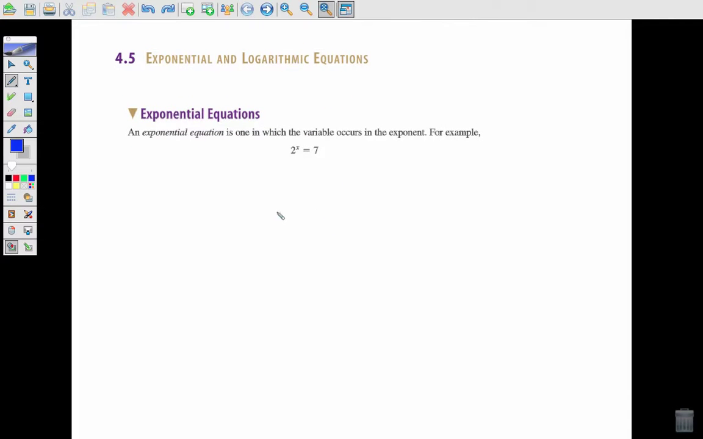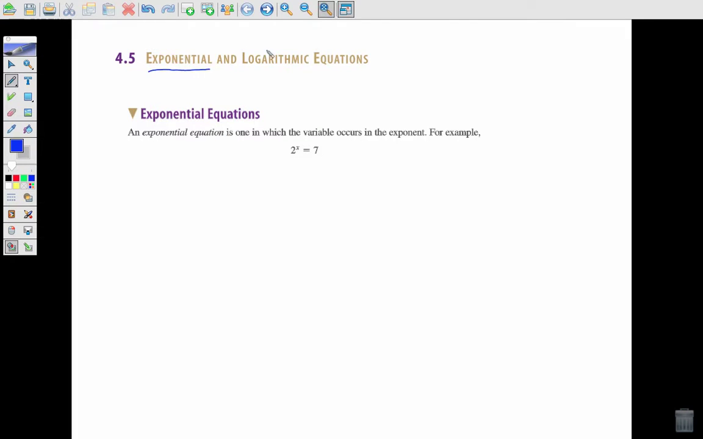Okay, so the first part of section 4.5 is about solving exponential functions and equations. An exponential equation is one in which the variable occurs in the exponent. For example, 2 to the x equals 7. It's an equation because we have an equal sign and the x appears in the exponent.